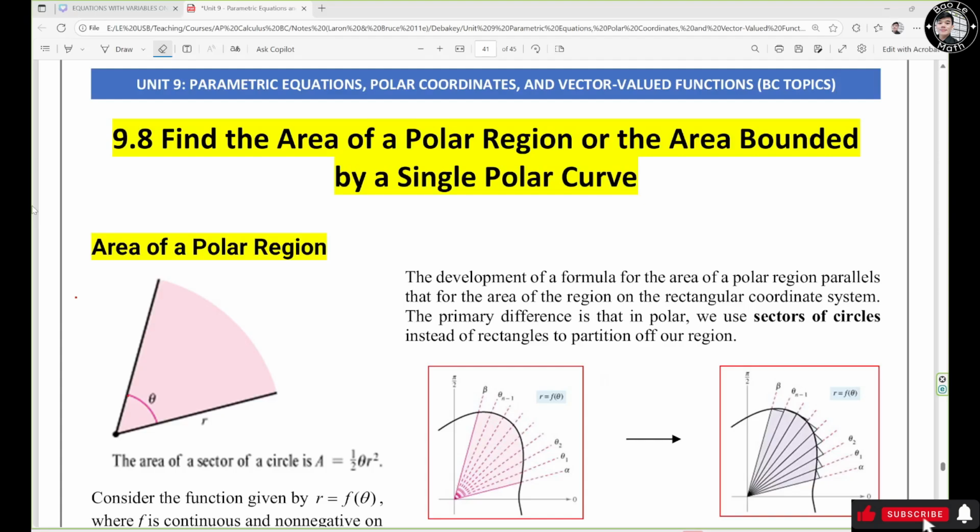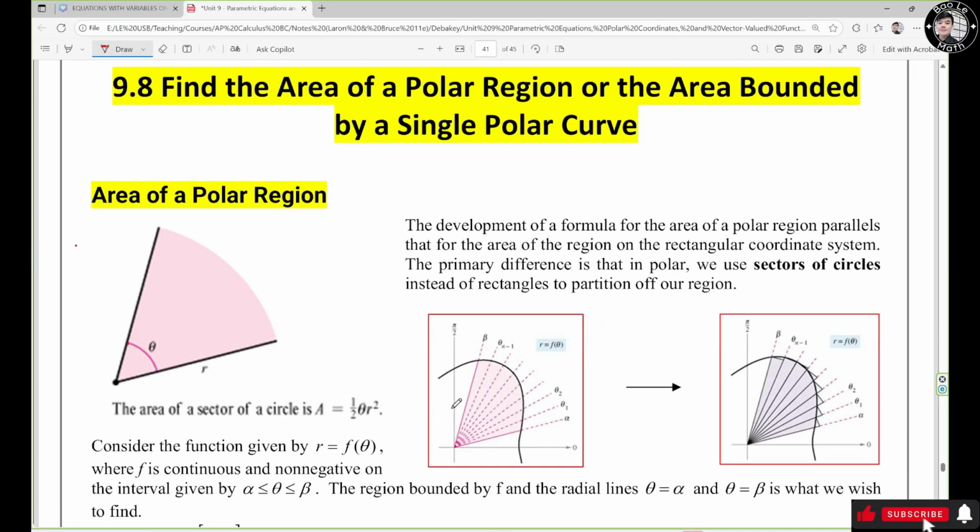Hello everyone, in this video we're going to explore topic 9.8 of AP Calculus BC: finding the area of a polar region, or the area bounded by a single polar curve. Suppose I have the polar curve r equals f of theta sketched below.